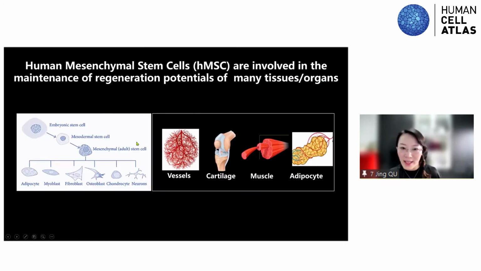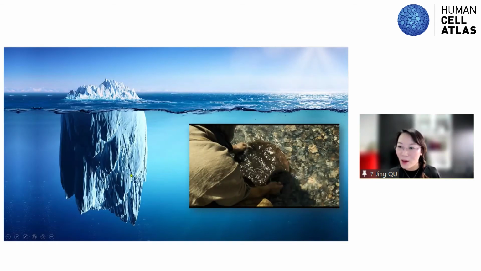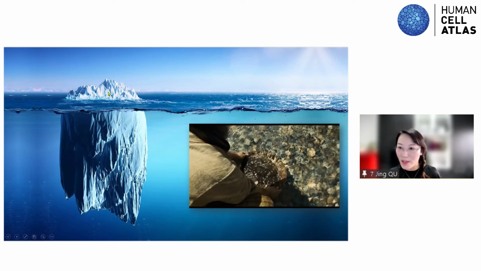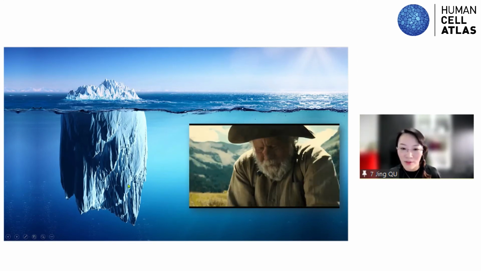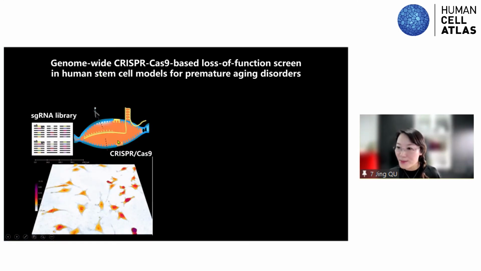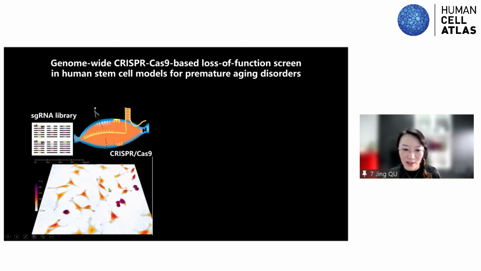Human mesenchymal stem cells are the cells we are interested in because they are involved in the maintenance of many tissues and organs. We know some of the regulatory genes for the senescence of these cells. However, our understanding is just the tip of the iceberg, and there is much more for us to explore. Therefore, we adopted the CRISPR-Cas9-dependent genome-wide screening method to discover potential senescence regulatory genes.